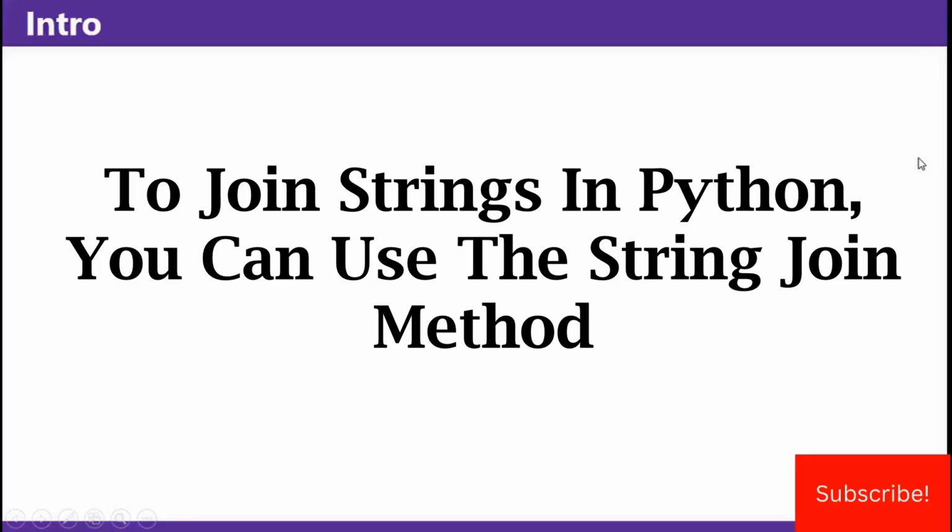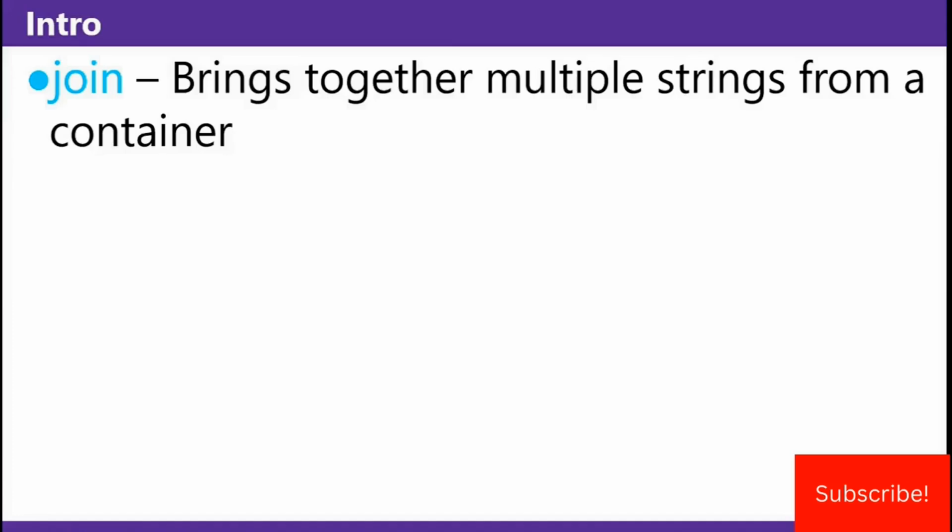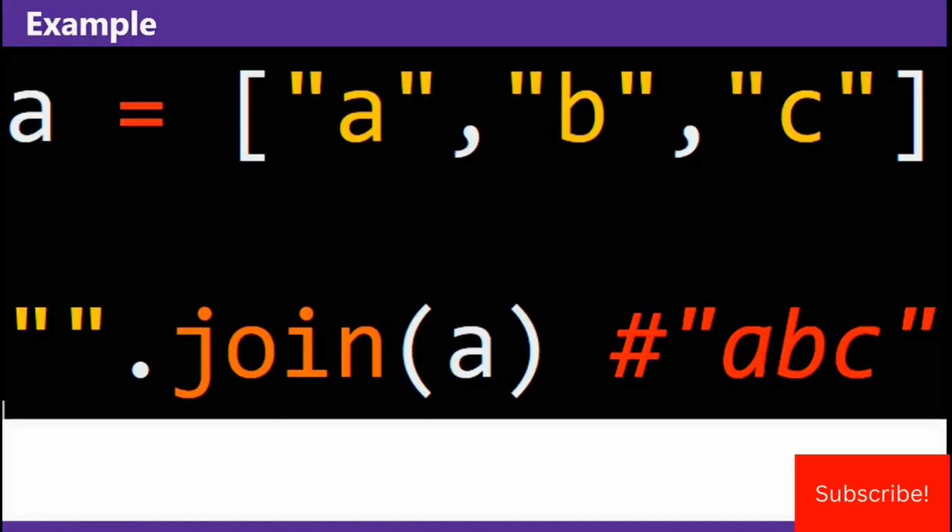To join strings in Python, you can use the string join method. It brings together multiple strings from a container. How it works is a bit kooky. You see this list A with the letters A through C. You can call join on the empty string and then pass in the list A. This results in the string ABC with no spaces between the letters.